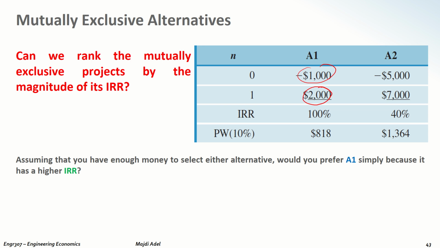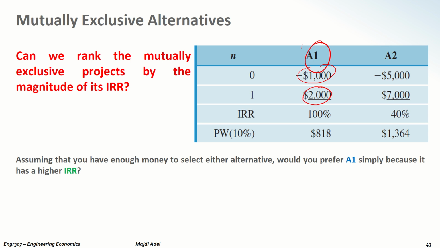So the question is, should I use project A1 or A2 based on the internal rate of return? If your answer was to choose A1 because A1 gives a higher internal rate of return, 100%, meaning I doubled my money, then this choice is not correct.